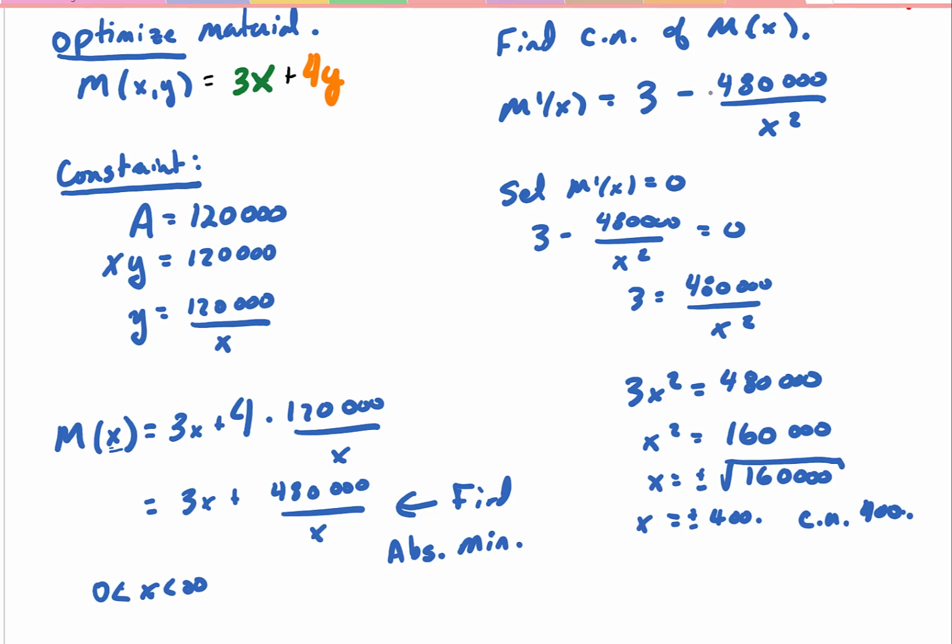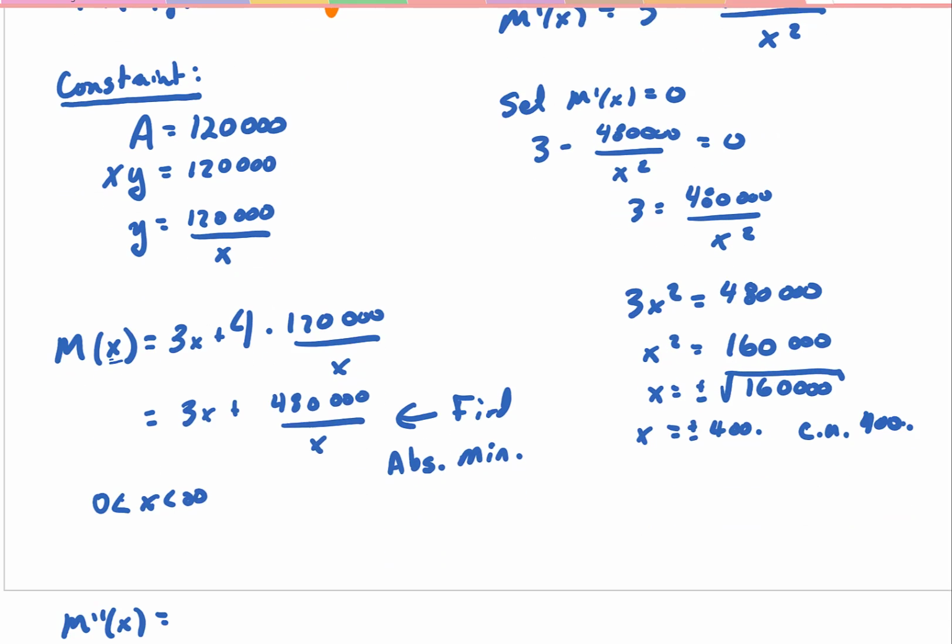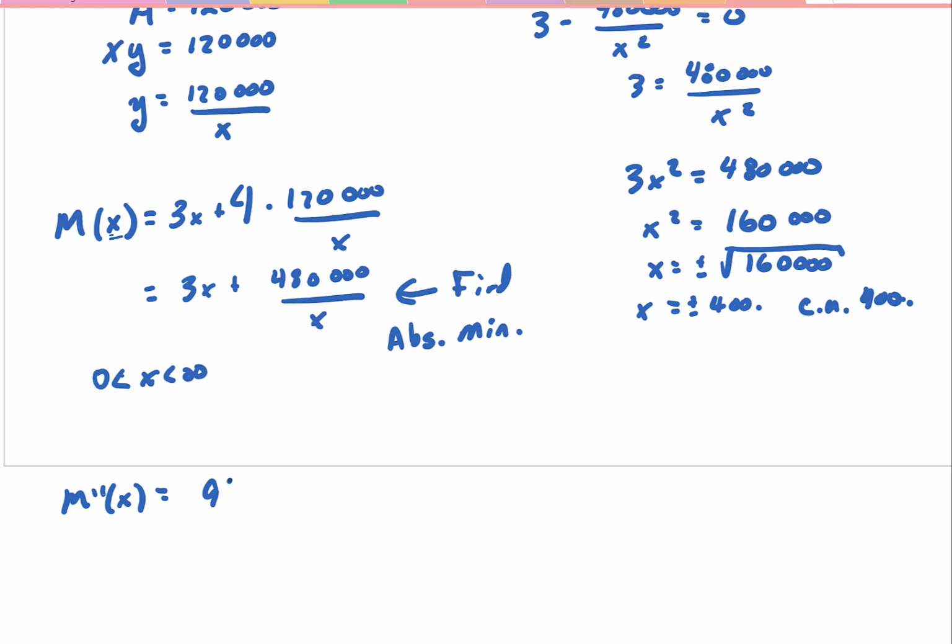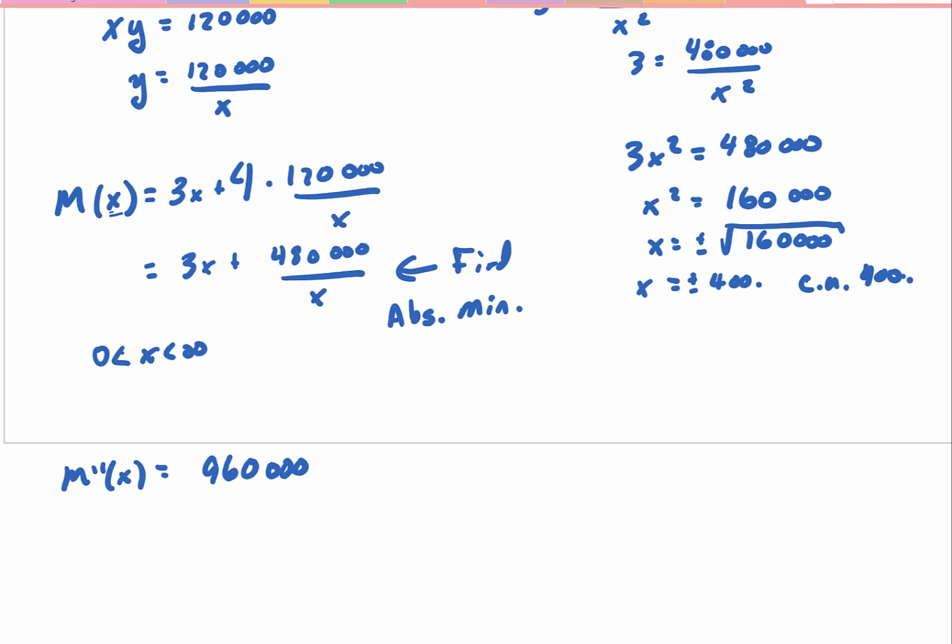We would write this as minus 480,000 times x to the minus 2, which would give us 960,000 all over x cubed. And notice that if we plug in this critical number, m double prime of 400, do I care what the actual value is? Do I actually need to plug in 400, cube it, and divide it into 960,000? Well, no. Instead, we just need to look at its sign, and notice that this is positive. 400 cubed is a positive quantity, so this is greater than 0.